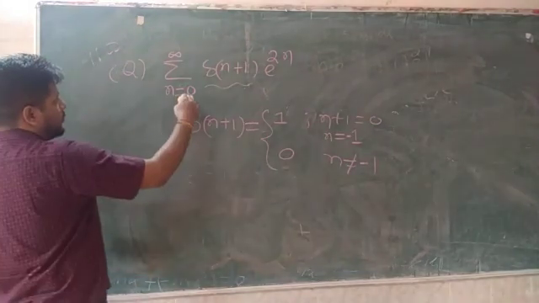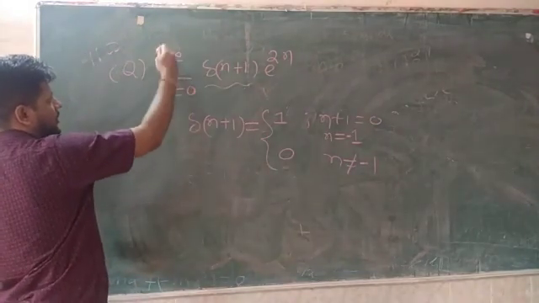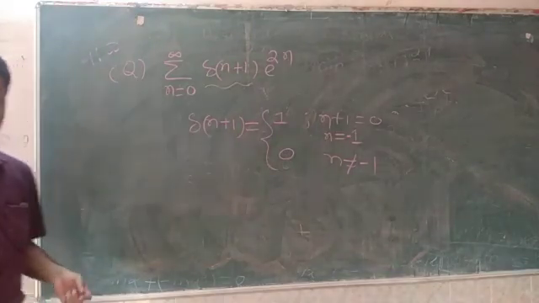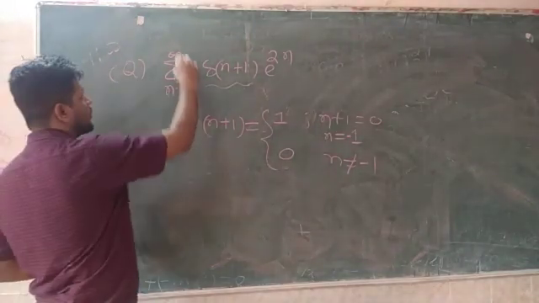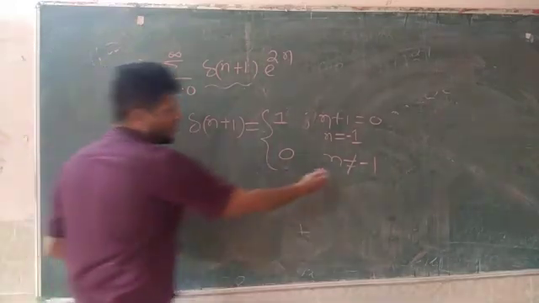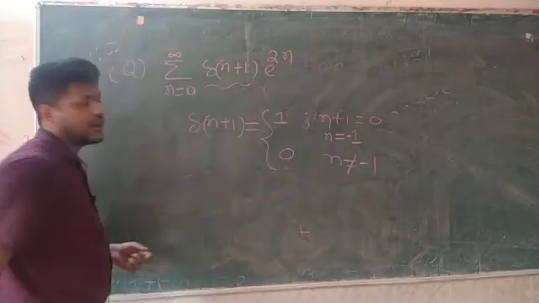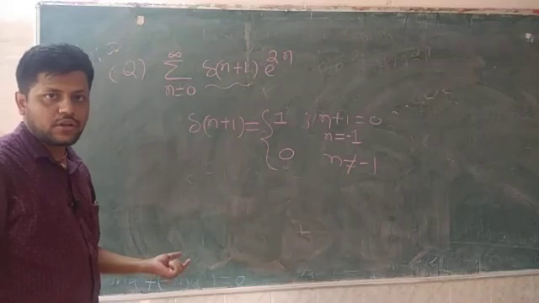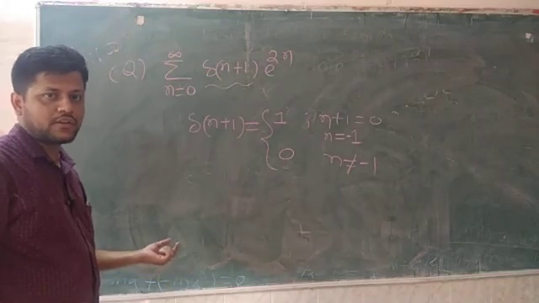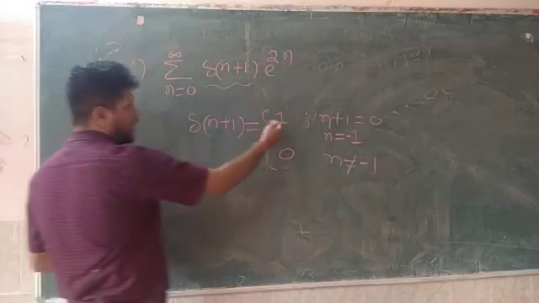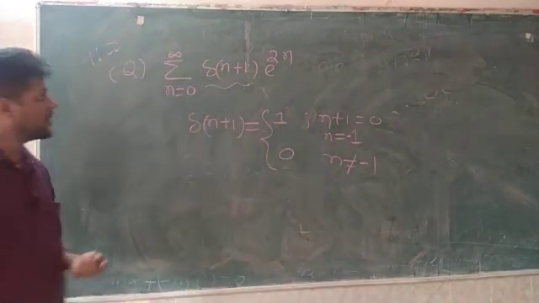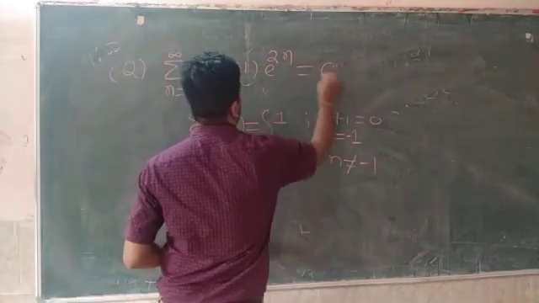And the limit here, we can see, is 0 to infinity. That means the limit does not include the minus 1 value at all. The limit starts from 0 to infinity, that means only positive n values. And for all the positive n values, the del of n plus 1 value is 0. Del of n plus 1 is 1 only at n equal to minus 1. So this product will be 0.